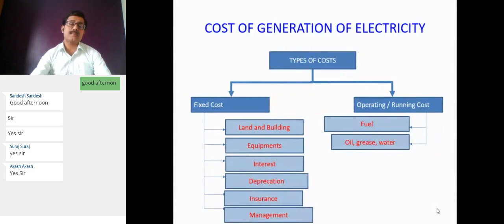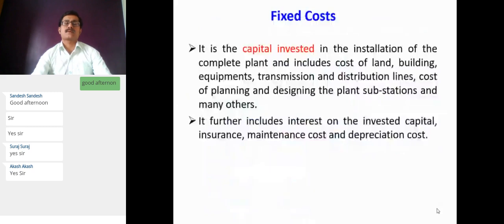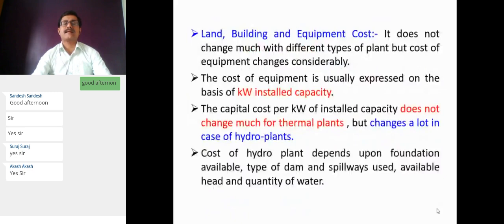You can add the cost of maintenance as well: the cost of the spare parts which need to be replaced at some time or other. So that is also the operating or running cost. Okay. So we have discussed the fixed cost, the cost of the land and building, which is normally expressed per kilowatt of installed capacity.